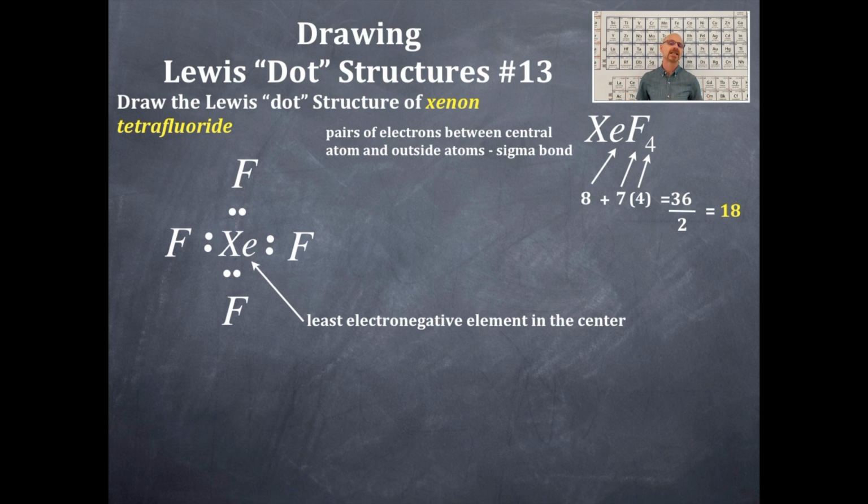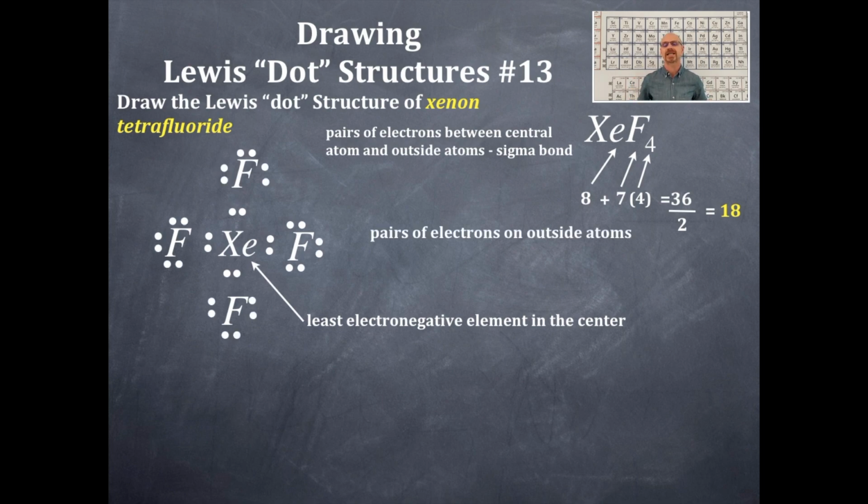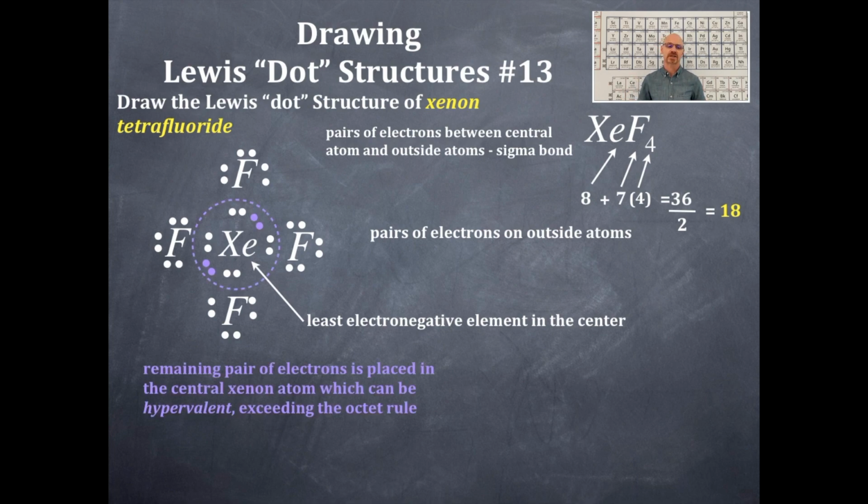I still have plenty of electrons left over, so I'm going to place lone pairs of electrons around the outside elements, and that's around the fluorines. And I'm going to place 3 sets of lone pairs of electrons around each fluorine, and I have done that there. Now, I still have some lone pairs of electrons remaining, so I'm going to place those lone pairs of electrons and dump them right there on the central element, just like that.